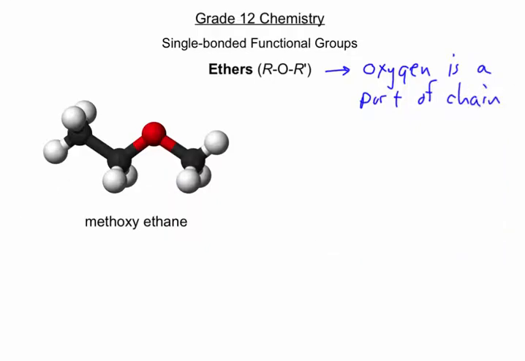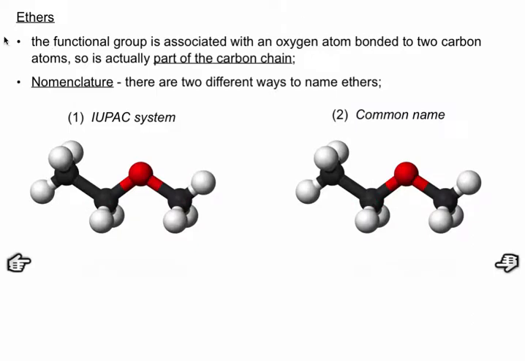So here you have an example, methoxyethane. Here's a carbon, so that would be an R group. Here's another carbon, and within the chain we have this oxygen atom. So there we go, oxygen is part of the chain. So let's look at naming. There are two naming systems that I'd like you to be familiar with. Obviously the IUPAC system, so we'll look at that first.